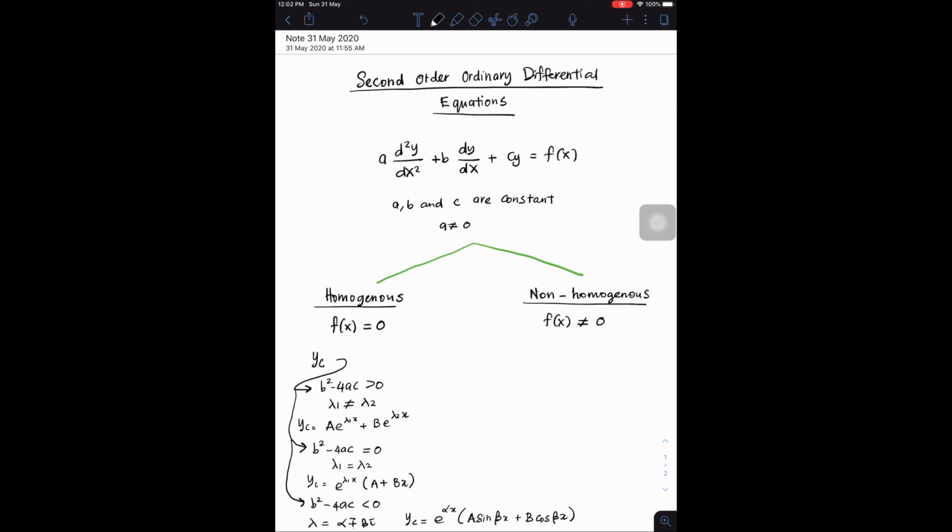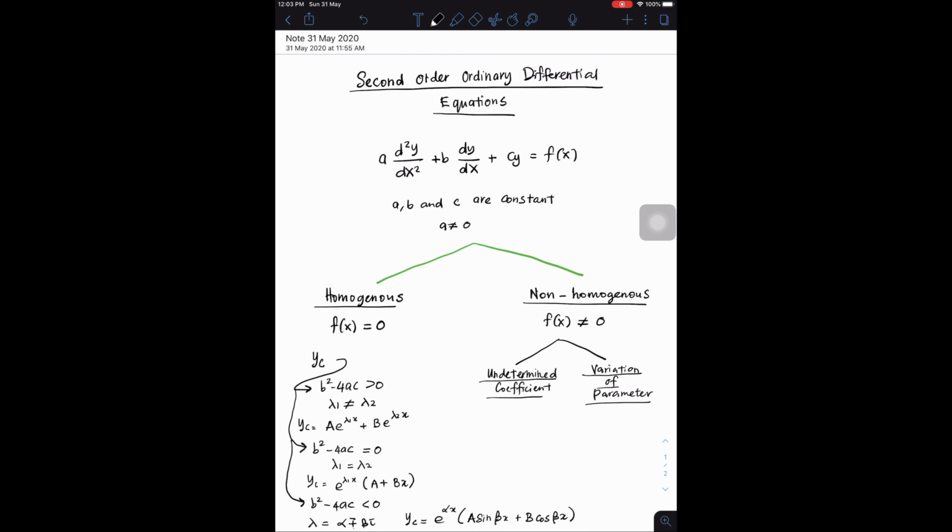Next, for non-homogeneous second order ordinary differential equations, we have learned two methods to solve our ODE. The first method is called the undetermined coefficient method, and the second method is called the variation of parameter method. In the undetermined coefficient method, you need to divide your differential equation into two parts, which is the homogeneous part and also f(x).